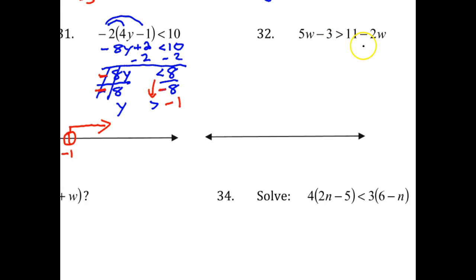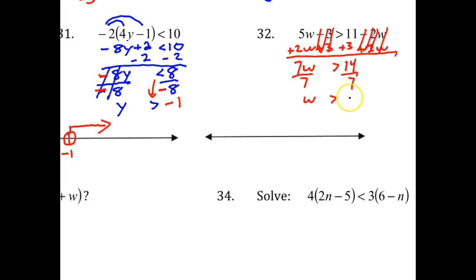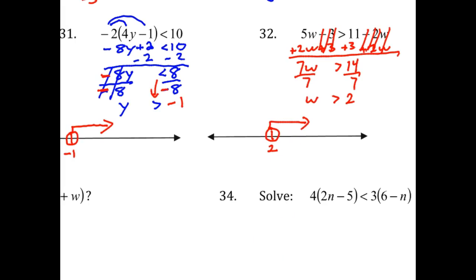Alright, so we'll have, let's see here, variables on both sides. Let's do the opposite. Add 2w to both sides. And then we're also going to add 3 to both sides. So we get the 3 minus 3 to equal 0, and 2 minus 2 to equal 0. We'll have 7w greater than 14. Divide both sides by 7. And we'll have 14 divided by 7, which is 2. So we got 2 greater than, open circle.